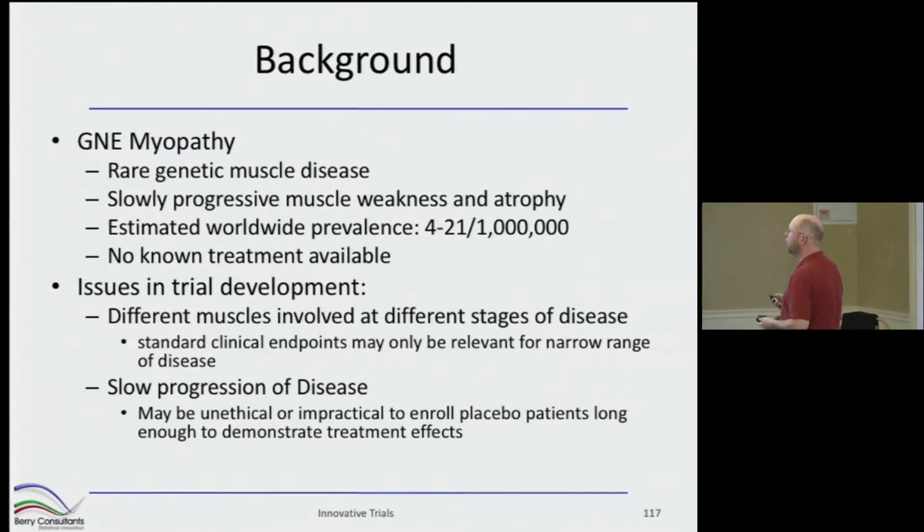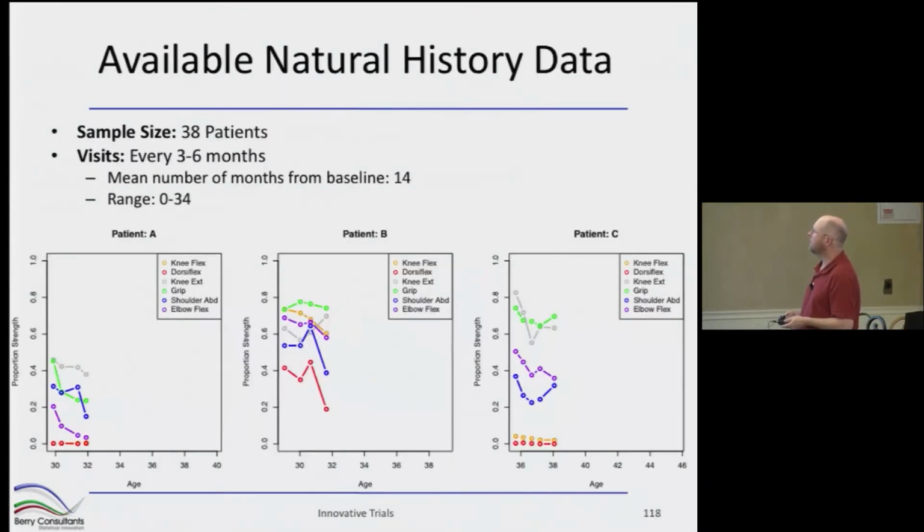So what we did is we came up with a disease progression model. We came up with a statistical model that described the entire disease course. We had natural history data on 38 patients. Each one of them is at a different place in the disease.